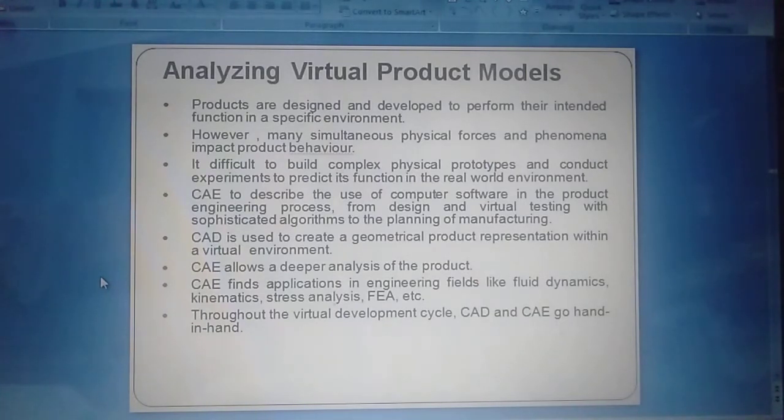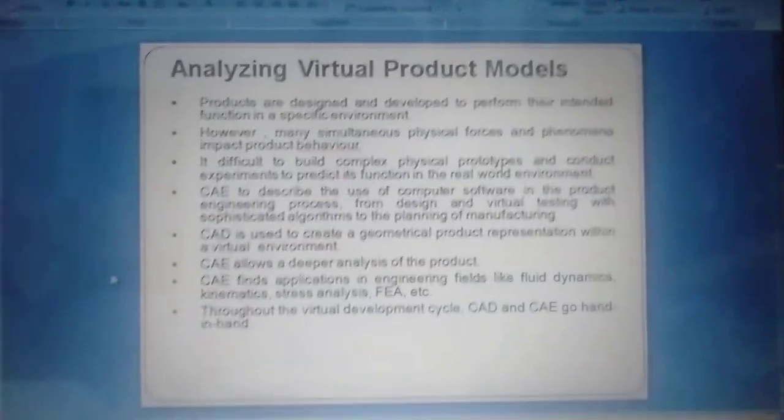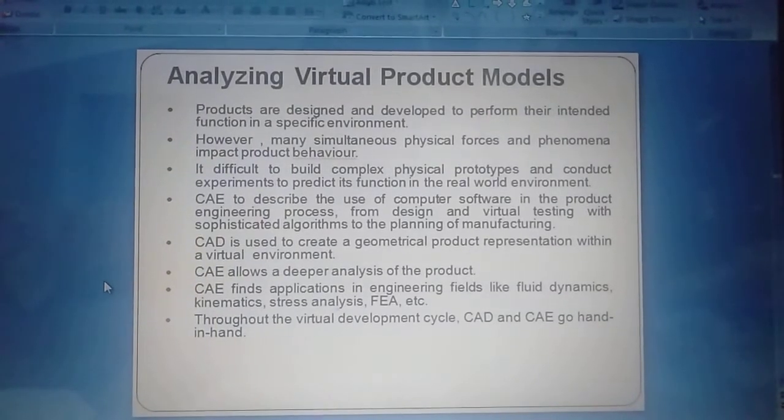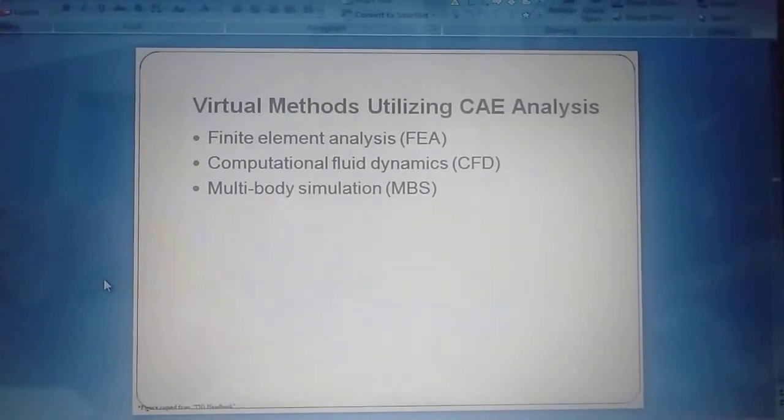There are various methods to evaluate product design. In the next topics we will discuss the different methods utilized in a CAE analysis. As you are already aware, these are finite element analysis, computational fluid dynamics, and multi-body simulations. So what are these in brief? We will discuss it.